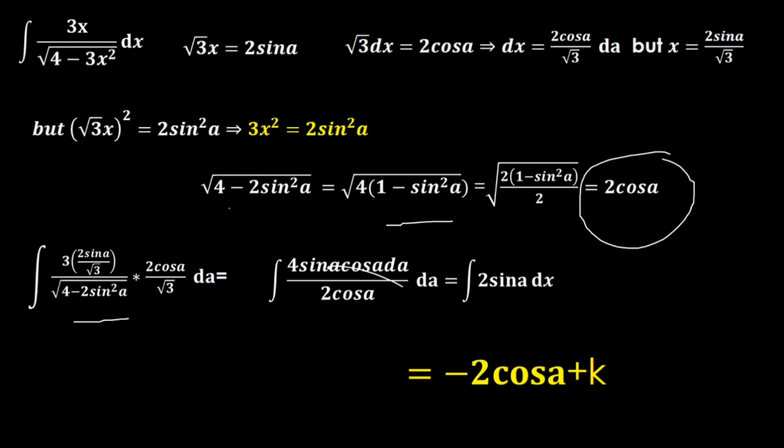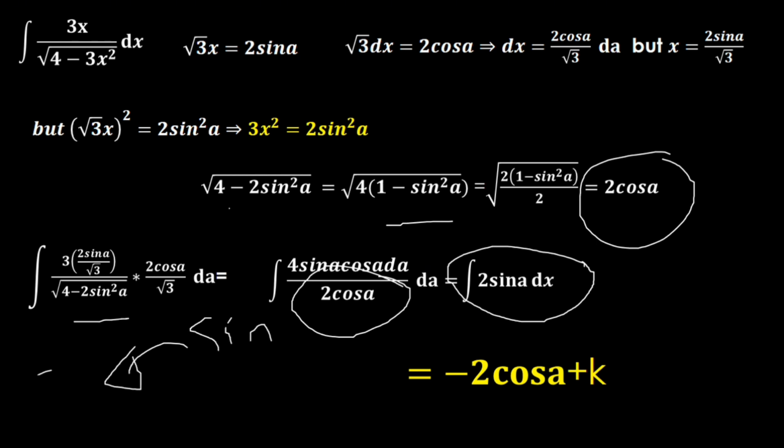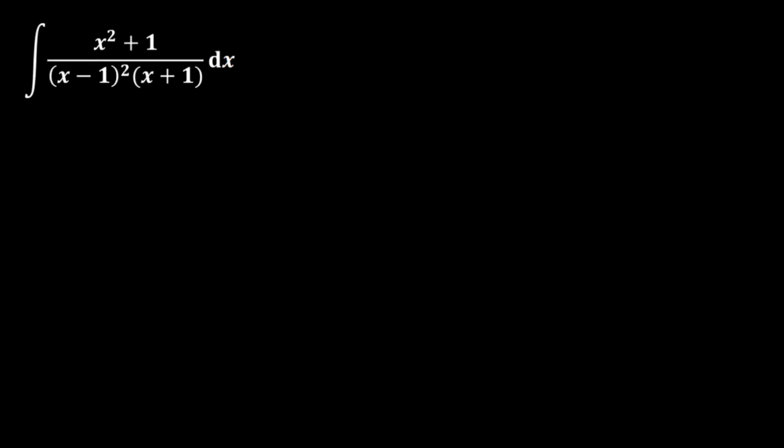Proceeding, substitute then this 2 cos a back here, and you're having negative 2. And if you integrate this, you are going to have what? Negative 2 cos a plus k. Because integrating sine a, we come back to minus cos a, and have this as the answer.